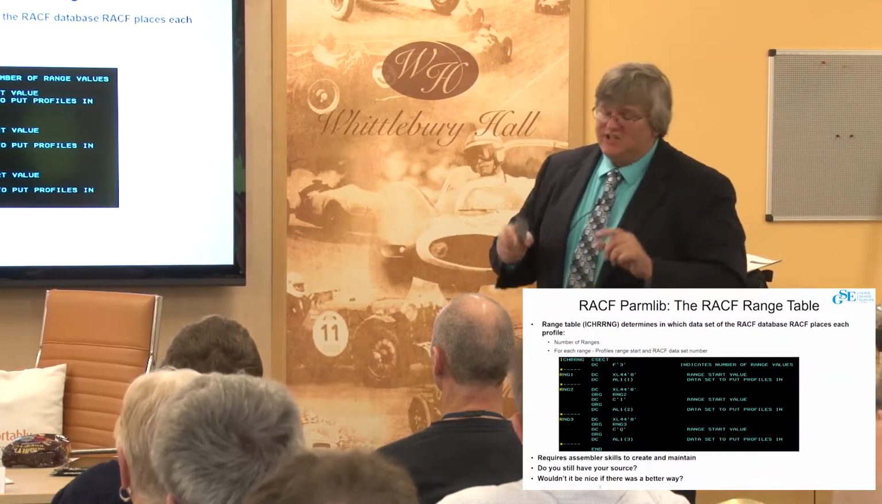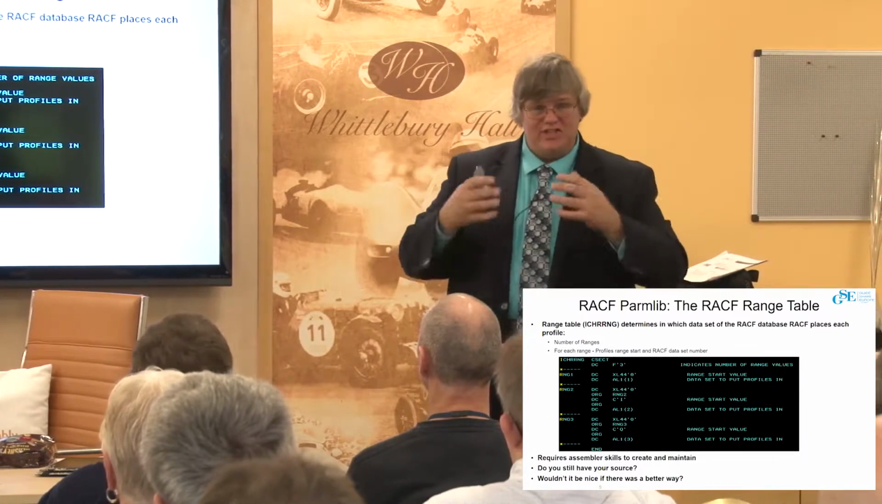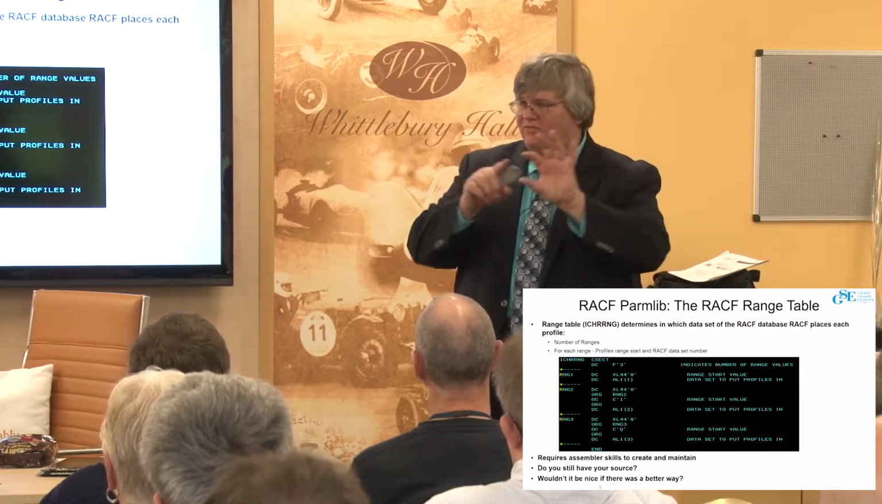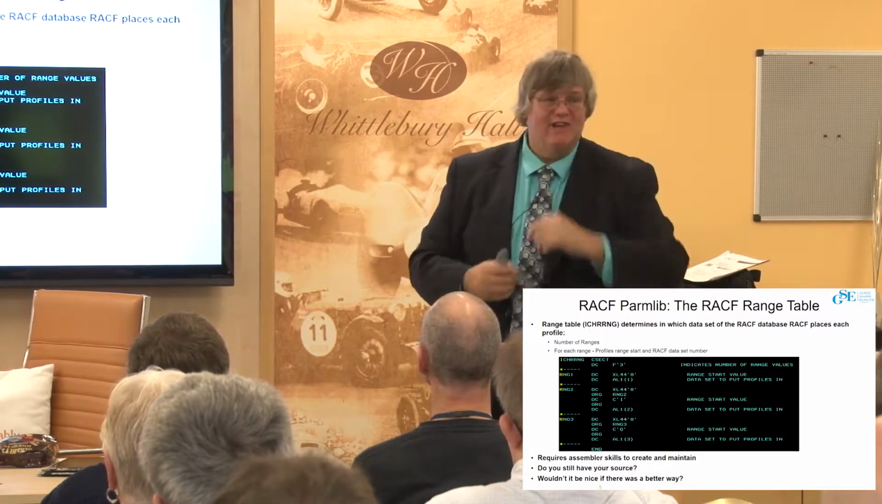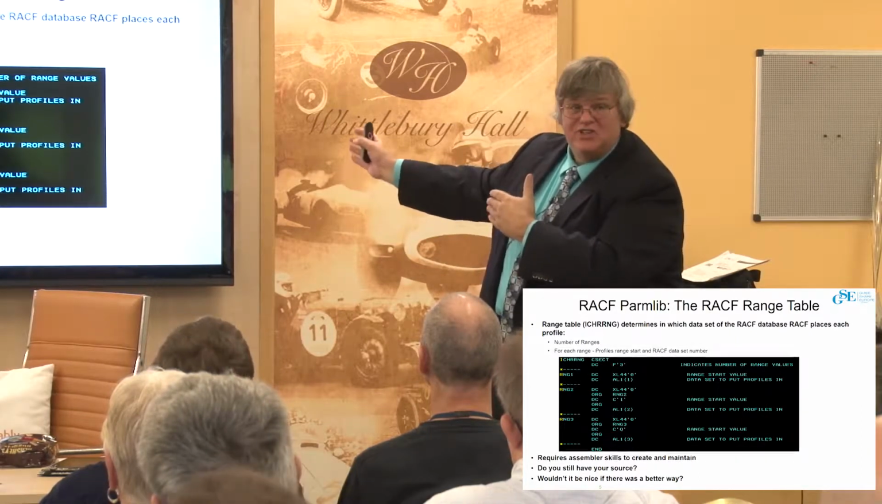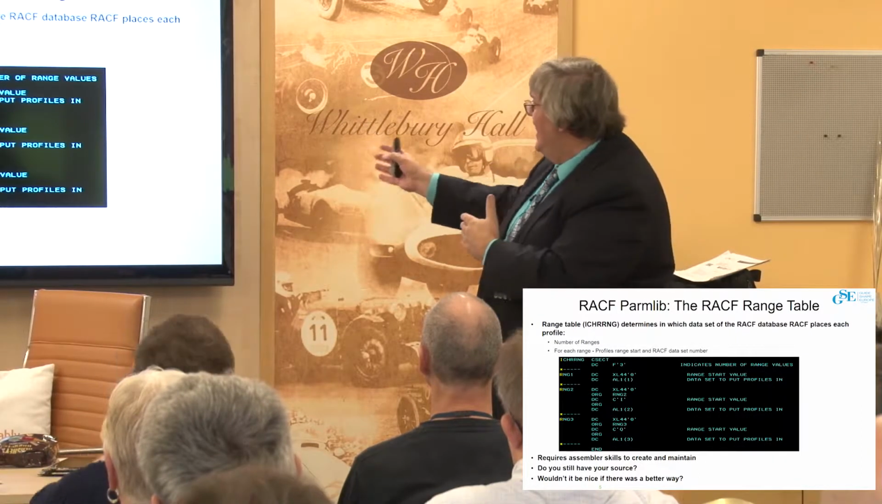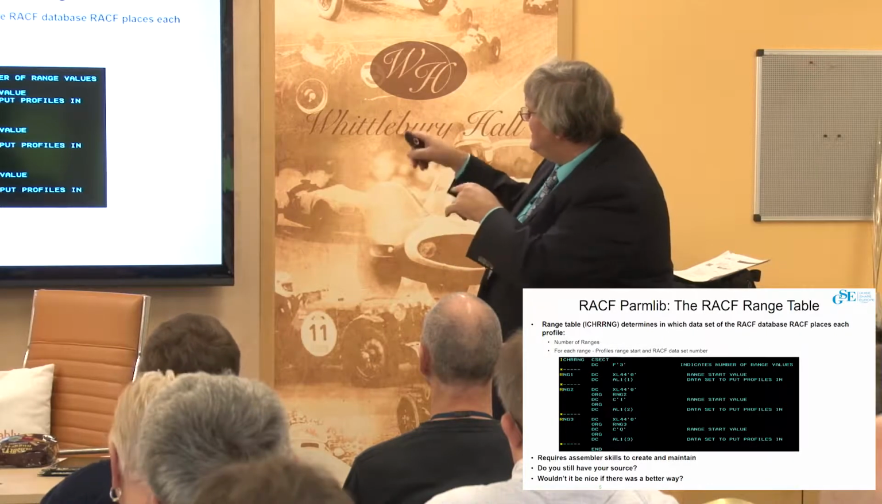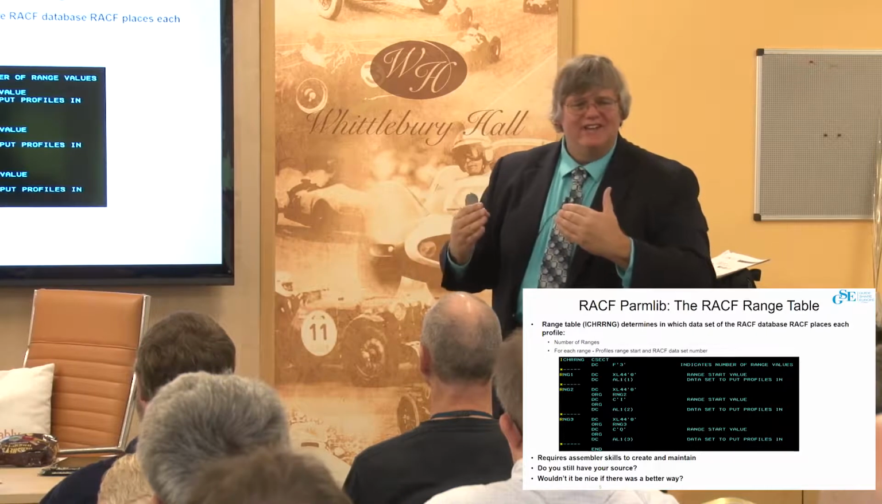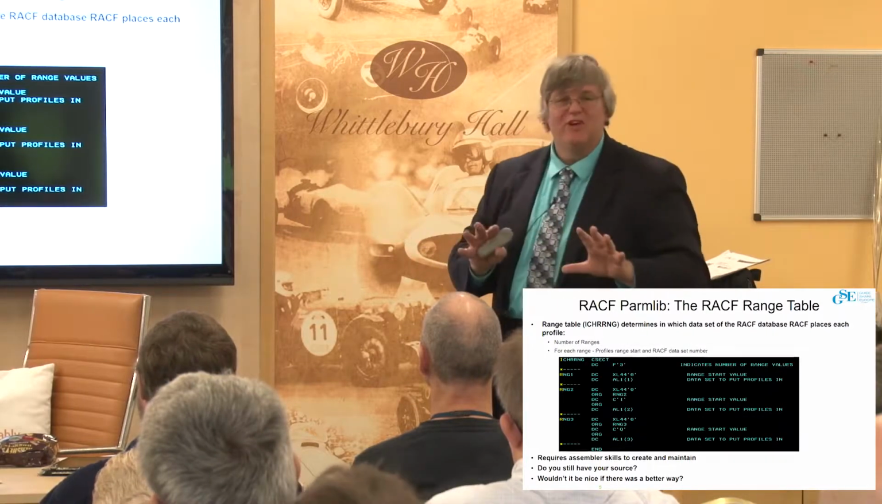In addition to the RACF dataset names table, if you have a split RACF database, you have to give us a RACF range table, which tells us what profiles go into which dataset in your RACF database. Once again, it's a simple table, quite frankly, but you have to code it in assembler. And I do love assembler, but every time I see that, I have to go back and re-understand what the order is, what the different data types are. Wouldn't it be nice if there were a better way?